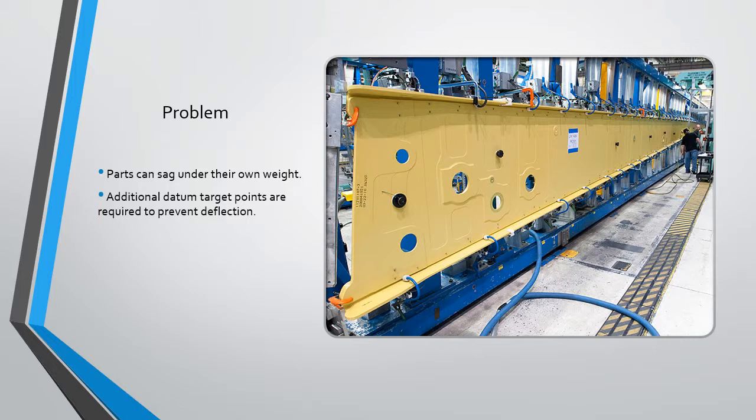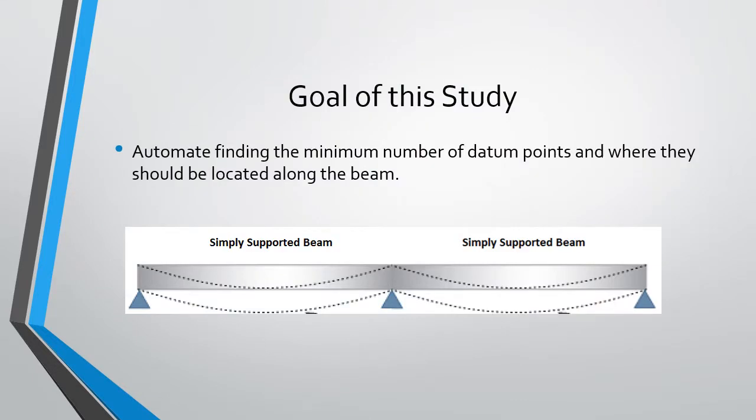These long beams must have additional datum target points called out to support them along their length. Doing this will reduce the deflection of the part under its own weight, so accurate measurements can be taken by a ferro arm or laser tracker. My goal is to automate finding the minimum number of datum points and where they should be located along the beam.